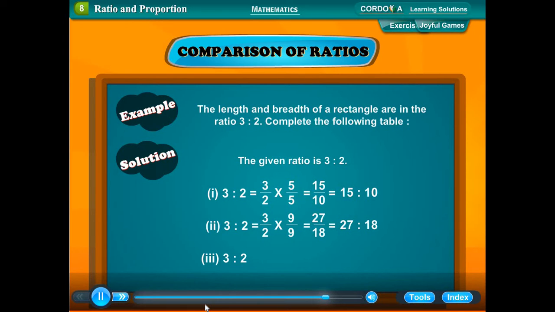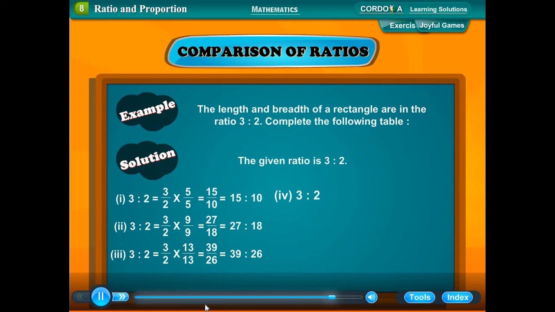3. 3:2 is equal to 3 upon 2 into 13 upon 13, which is equal to 39 upon 26, which is equal to 39:26. 4. 3:2 is equal to 3 upon 2 into 14 upon 14, which is equal to 42 upon 28, which is equal to 42:28.